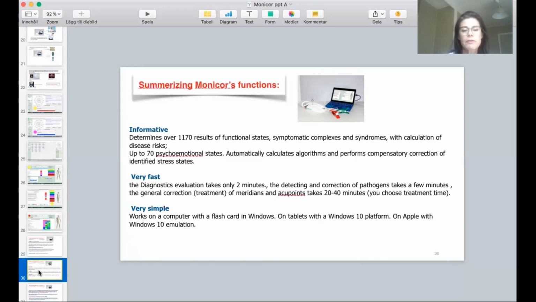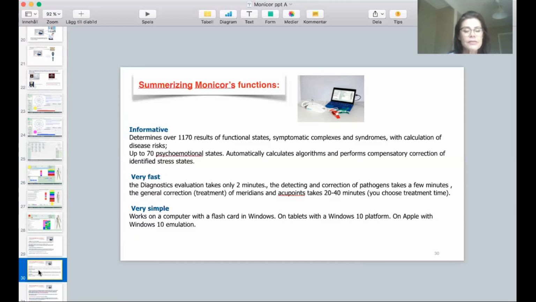It's very fast. The diagnostic evaluation is only 2 minutes. The detection and correction of pathogens takes a few minutes. You can do that the long haul, but you can also compress the time. So it only takes a few minutes. And of course, the general correction of the meridians and acupuncture points is between 20 to 40 minutes. You can choose whatever you like. So I usually do 20 minutes because I like things to go fast.